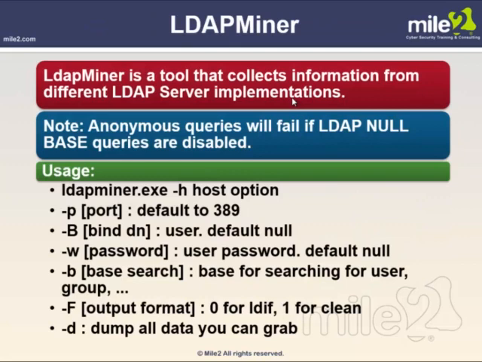Now there are tools that you can actually use for Active Directory enumeration. Again here, using LDAP Miner. Anonymous queries will fail if LDAP null-based queries are disabled. The usage would be something like ldapminer.exe with the -h for the host and then whatever options. Just keep in mind the default port number is 389 and then you have some other options there. Main thing here is just to know what tool you can use to enumerate some Active Directory, in this case, using LDAP Miner.